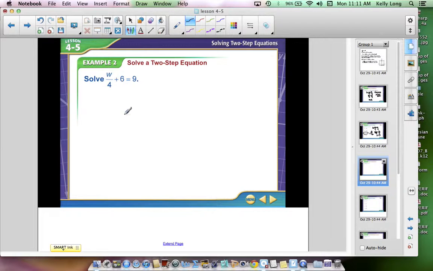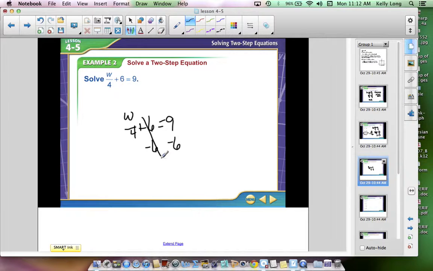All right, look at this one. W over 4 plus 6 equals 9. Again, I want to get the W by itself. What's attached to it? Dividing by 4 and adding 6. Said to get rid of the addition and subtraction first. So what am I going to do? What's going to get rid of adding 6? I'm going to subtract 6.